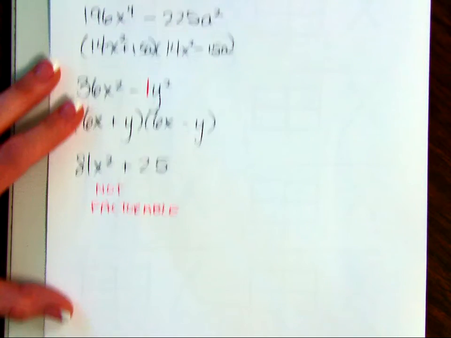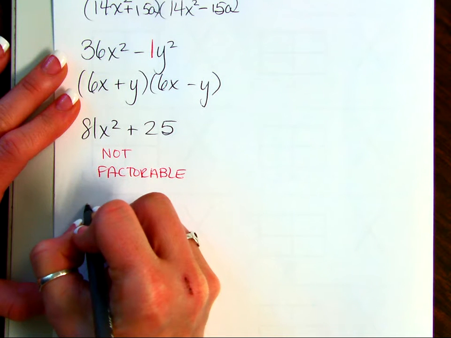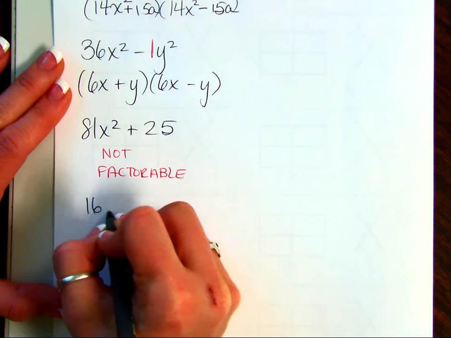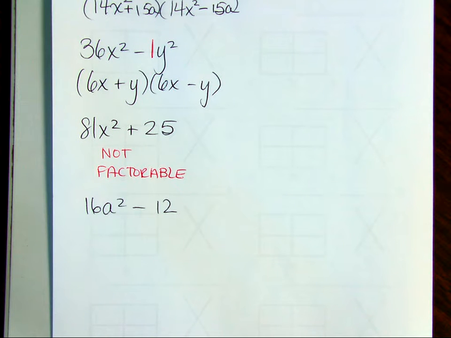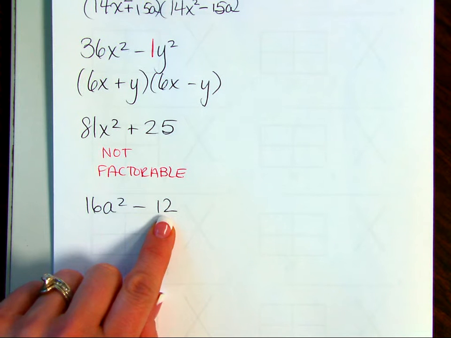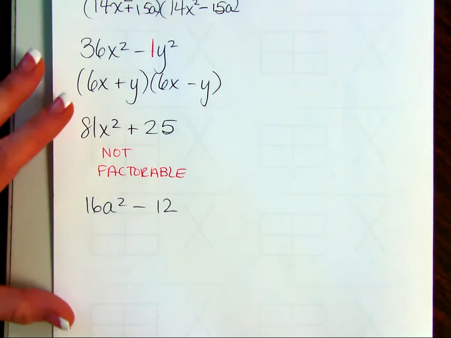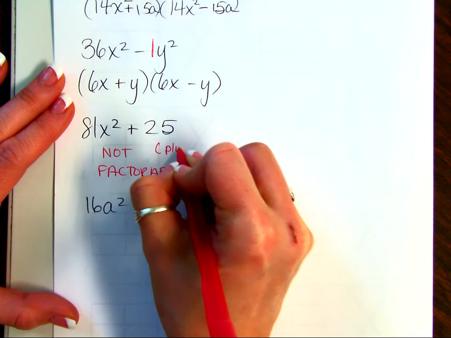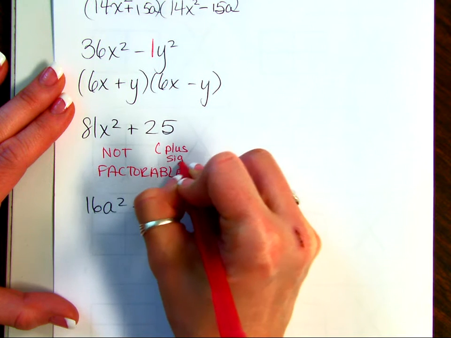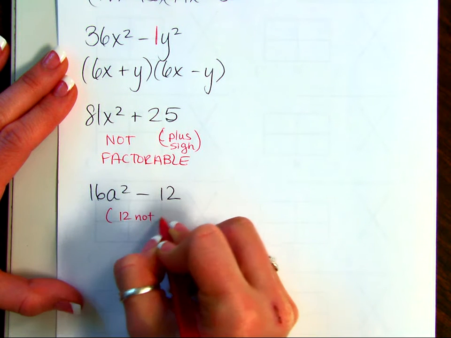Okay? This is another example of something that's not factorable. 16a squared minus 12. Why is that not factorable? Yeah, because the main rule is that both terms have to be square numbers. And 12 is not a square number. So you can put here not factorable because plus sign. Here it's not factorable because 12 is not a square number.